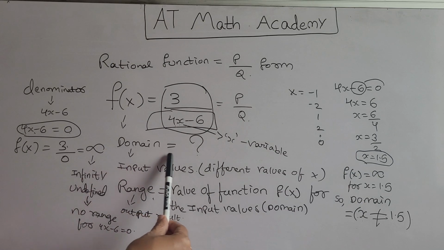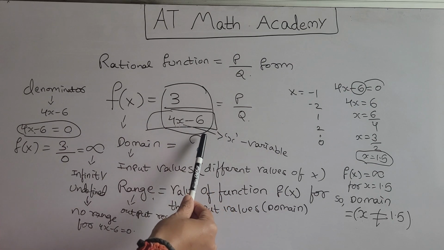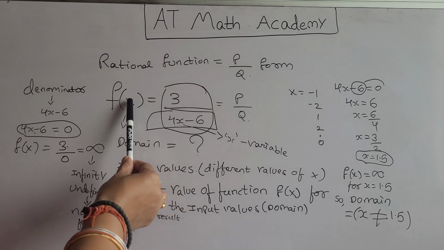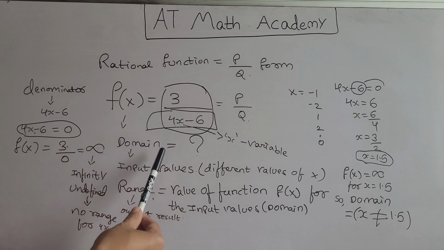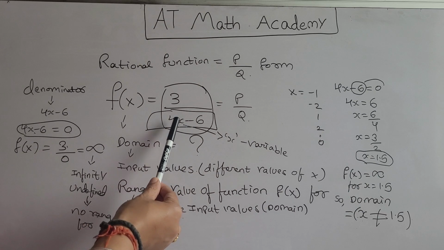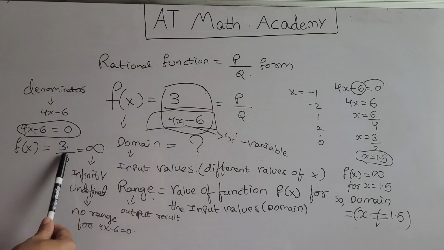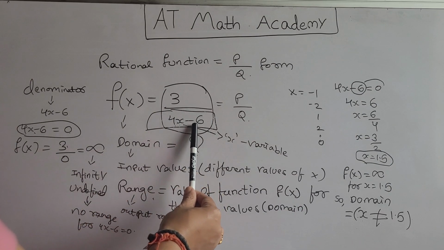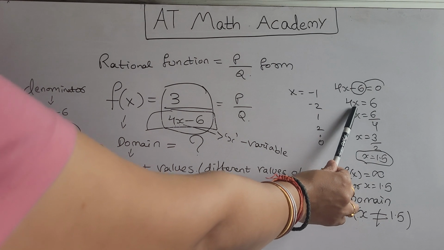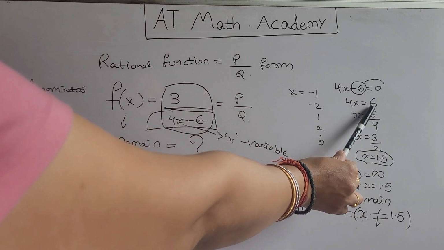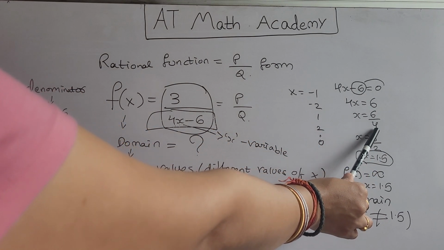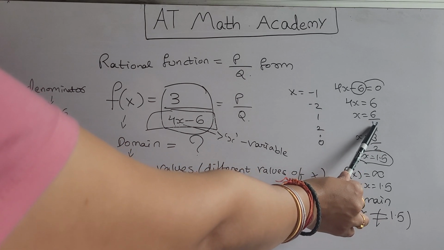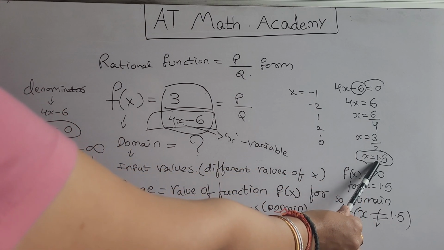And I need to find out the domain of the function, which means that x can have any value, but it cannot have only one value, for which this function is becoming undefined. So this function becomes undefined when this denominator value becomes 0. 3 by 0 gives infinity. So I need to find out this denominator. 4x minus 6 is equal to 0. 4x equal to 6, when it goes to the other side it becomes 6, and x equal to 6 by 4, which is x equal to 2 times 3 and 2 times 2, 3 by 2, x equal to 1.5.